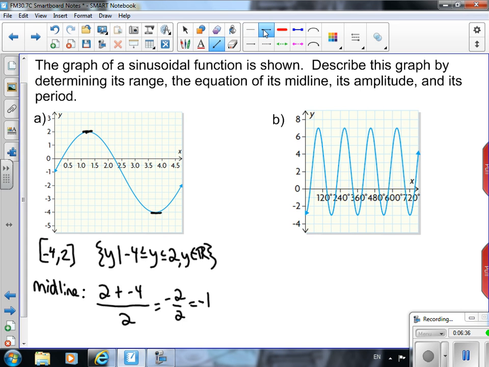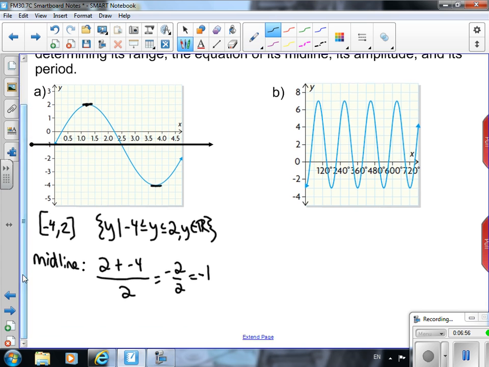So our midline is the line that is passing through y equals negative 1. And we can just double check that to make sure that it actually is the same distance away from the max and the min. So we would count 1, 2, 3 up to the max, and down 1, 2, 3 to the min. So it's exactly in the middle. We want to write it as an equation, so the equation of the midline is y equals negative 1.